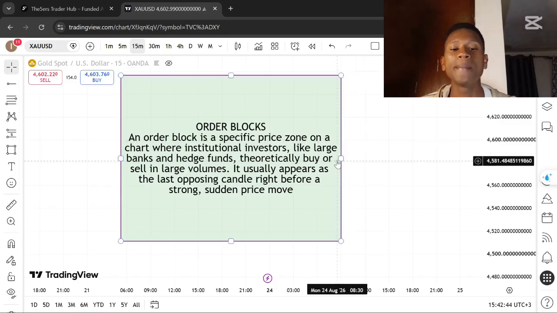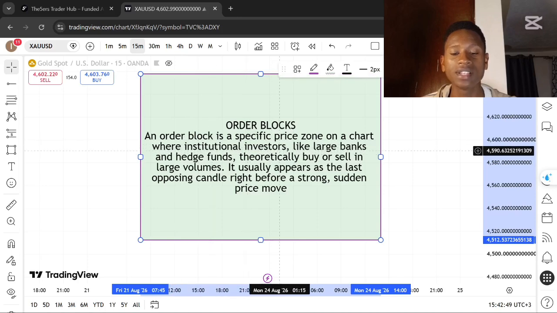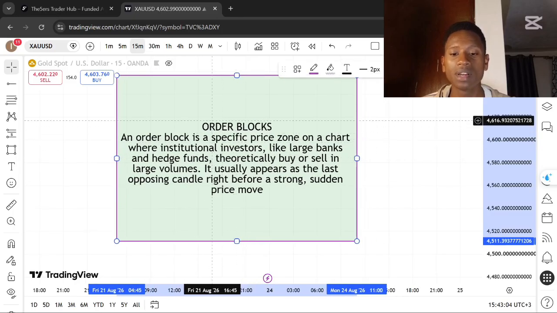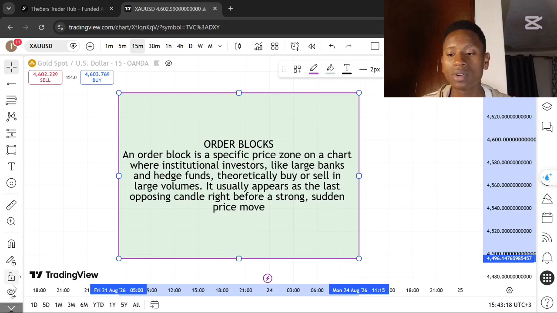The points to note in this definition are that there are institutional investors involved, like large banks and hedge funds, and these are people who actually move the markets and make big moves in the markets. They sell or buy in large volumes, and this usually appears as the last opposing candle, so the last candle before an impulsive move. For example, if you see an impulsive move to the downside, with candles just moving to the downside, the last candle before that impulsive move is what we call an order block.